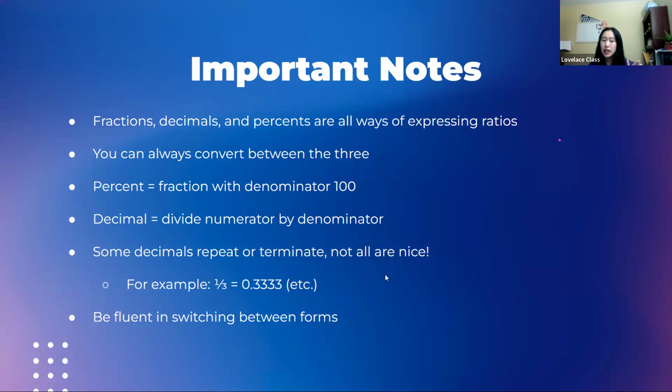For example, the fraction 1/3 is 0.33 repeating on forever. The 0.33 repeating on forever is just infinite threes, constantly repeating. That's an example of a decimal that constantly repeats. I can give you more examples later if you want, but just know how to switch between forms. Generally, 1/3 is 0.33 repeating forever, and 2/3, if we multiply that by 2, is 0.66 repeating forever. Those are some good things to know.